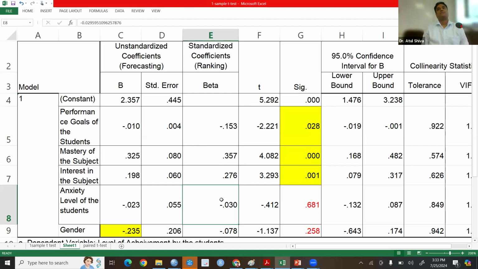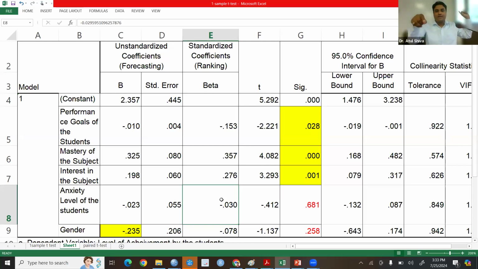This is multiple regression, and this is not correlation. This is checking the impact of A variable on B. The total variance, the coefficient of determination, was 41%. But who is contributing more to that 41%?